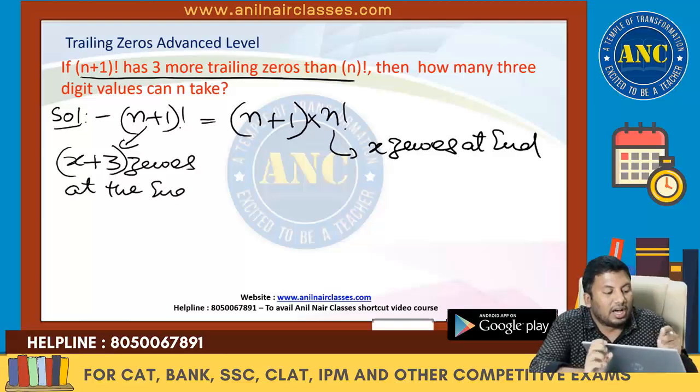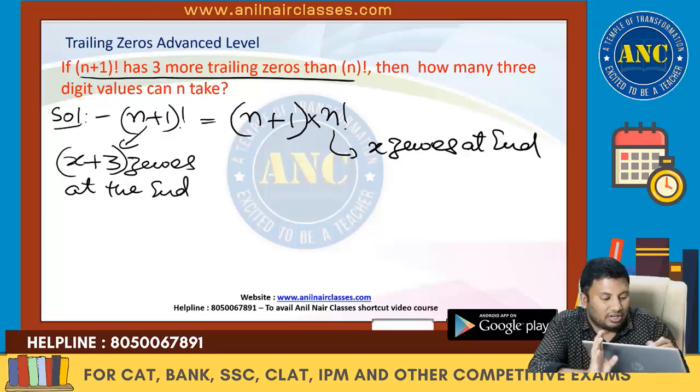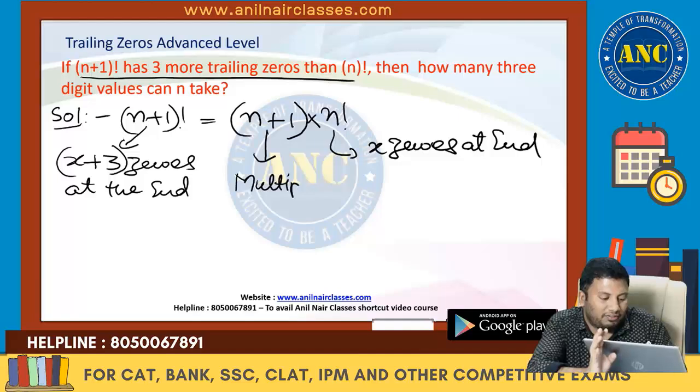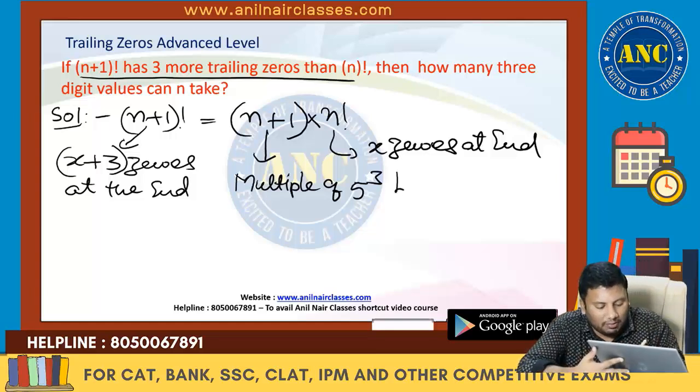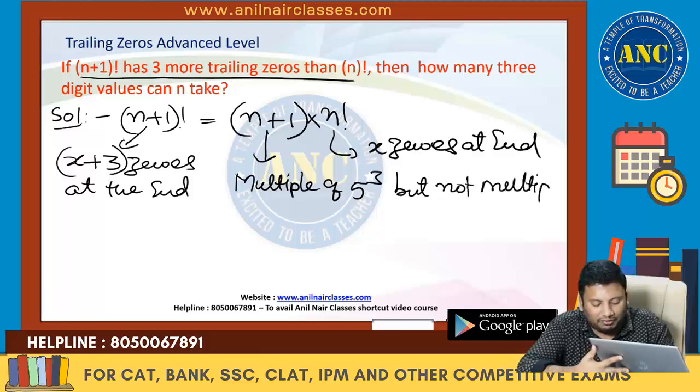That means I got extra 3 zeros. Extra 3 zeros is nothing but a multiple of 5 cubed. Are you all with me? A multiple of 5 cubed, but not a multiple of 5 power 4.